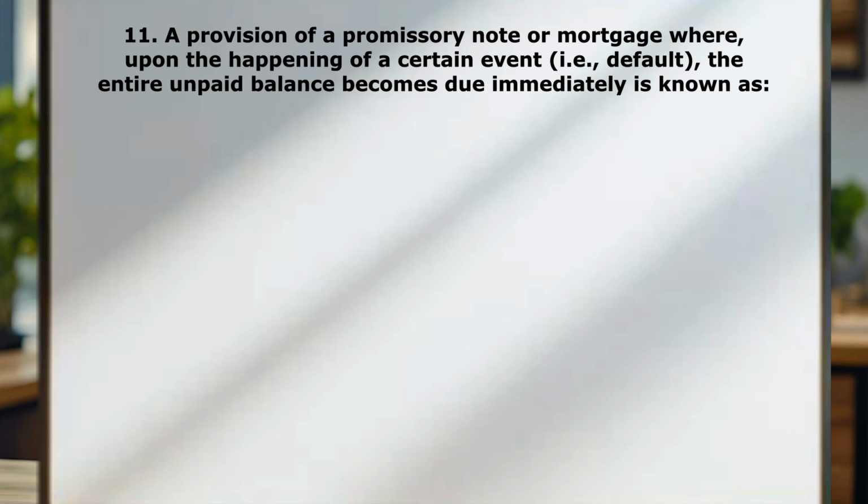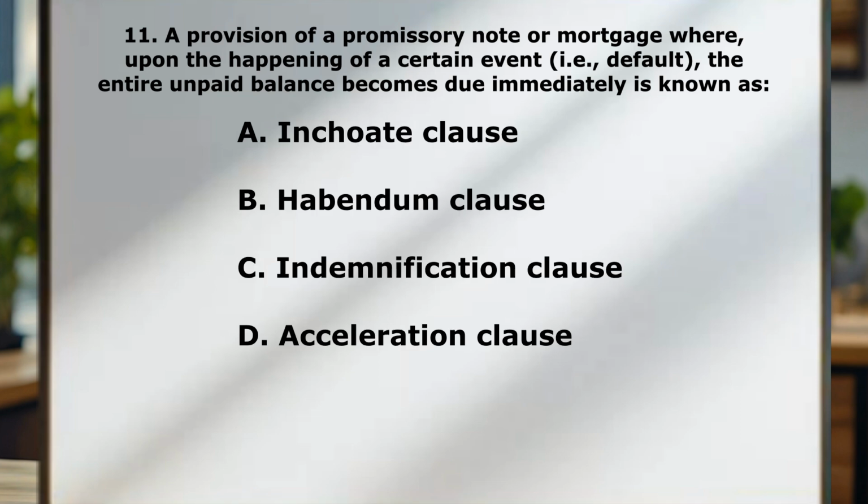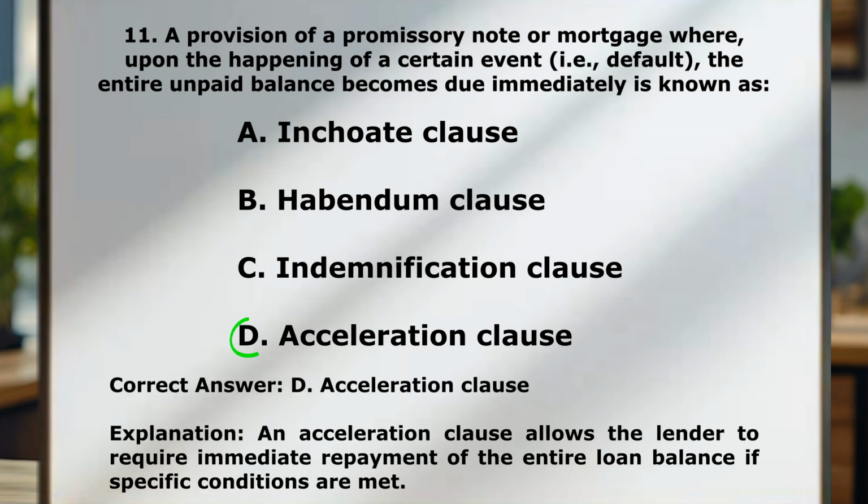All right, back to the questions. Question number 11. A provision of a promissory note or mortgage where upon the happening of a certain event, for example, default, the entire unpaid balance becomes due immediately is known as A, inchoate clause, B, habendum clause, C, indemnification clause, D, acceleration clause. The answer here is D, acceleration clause. So this basically just allows the lender to require immediate repayment of the entire loan balance if specific conditions are met.